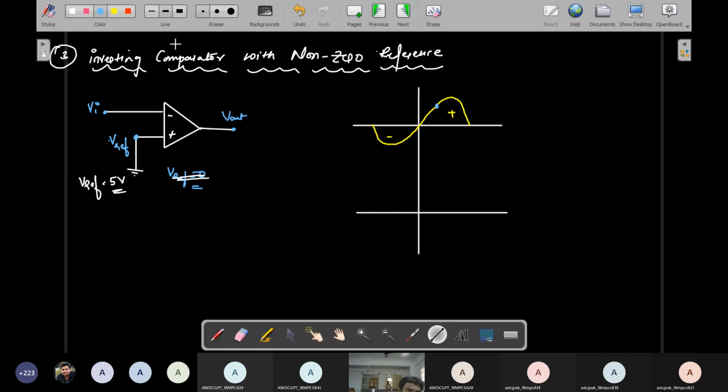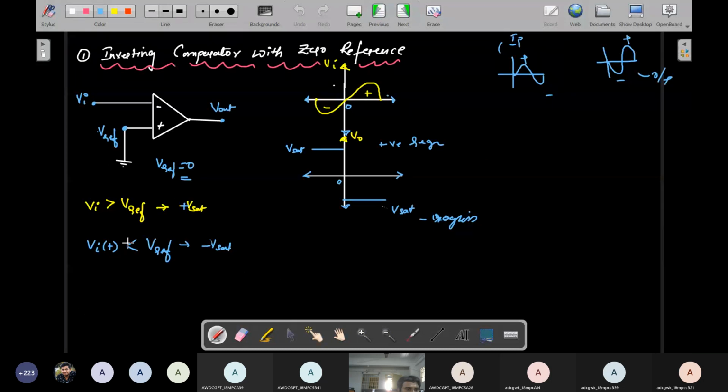I'll draw a line for the reference voltage on the small graph, just a dotted line. Now, see, the same condition as in zero reference. I implement these conditions once again. If Vi is greater than V reference, it shows positive saturation. If Vi is less than V reference, it is called negative saturation.